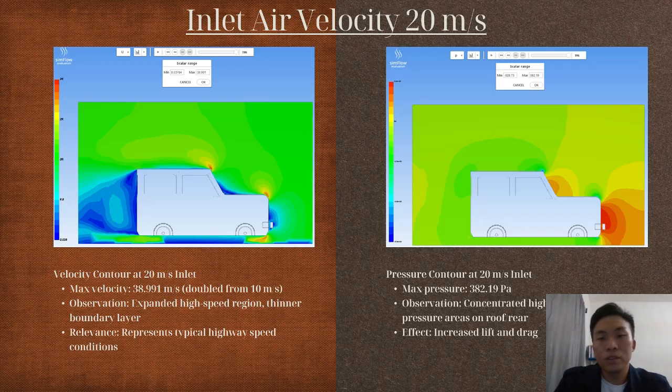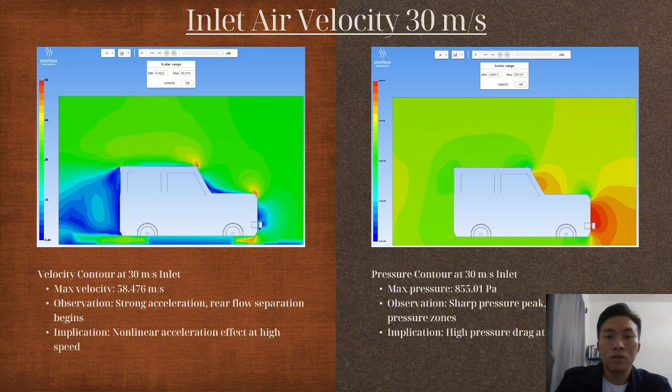Besides, the pressure contours with the inlet velocity increased to 20 meters per second reveal a more concentrated high pressure zone at the bumper, peaking at 382.19 Pascal. Concurrently, low pressure regions develop above the roof and at the rear, contributing to increased lift and drag force.